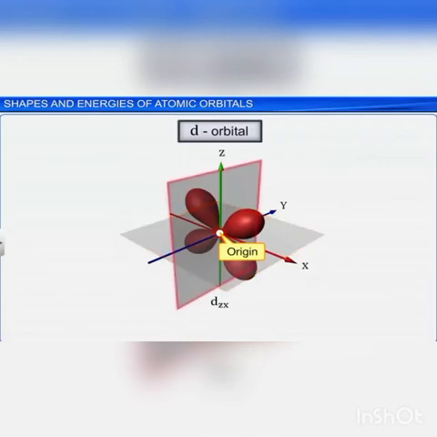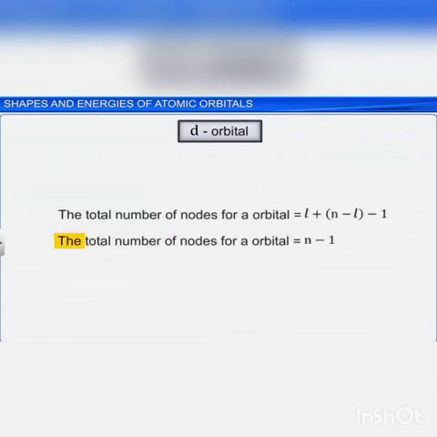Note that the total number of nodes for an orbital is given by the expression n-1. The total number of nodes is equal to the sum of angular nodes given by l and radial nodes given by n-l-1, respectively.